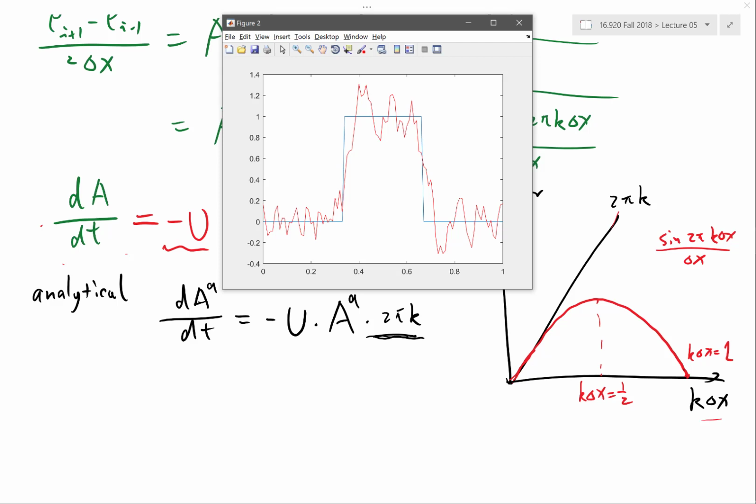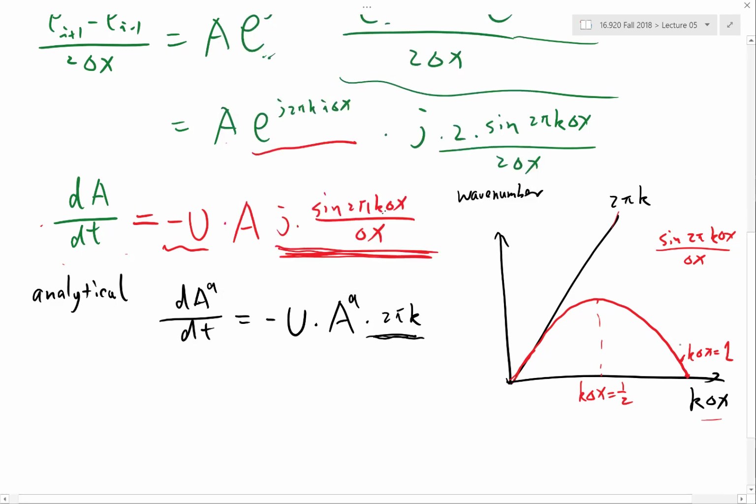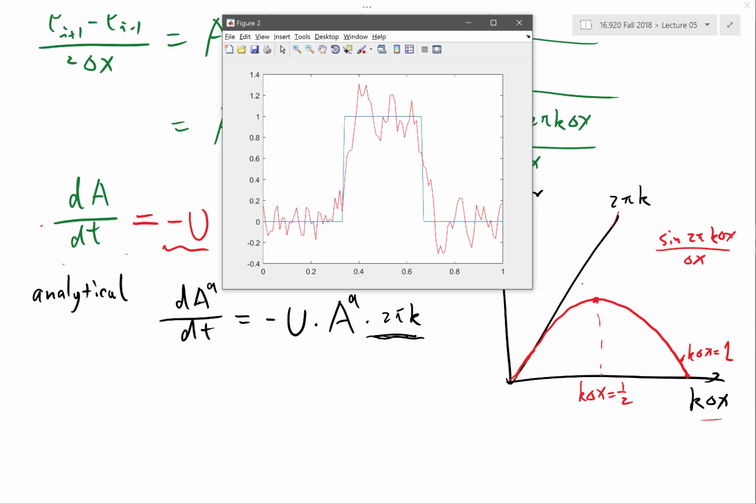The very high frequencies, like these ones, they don't actually move. These different frequencies move at different speeds, and the result is something like that.